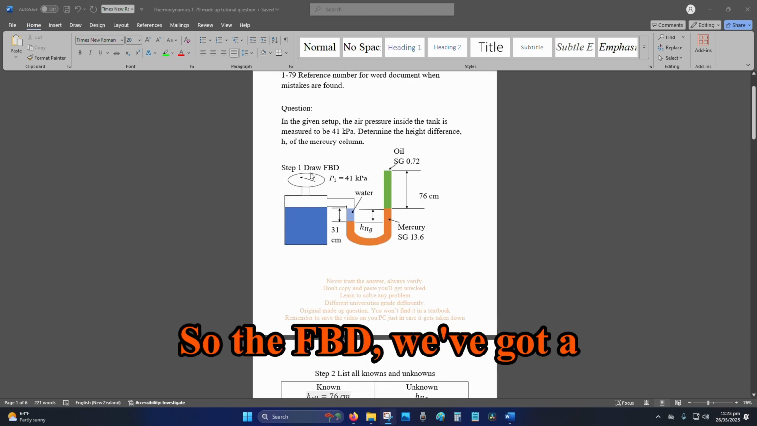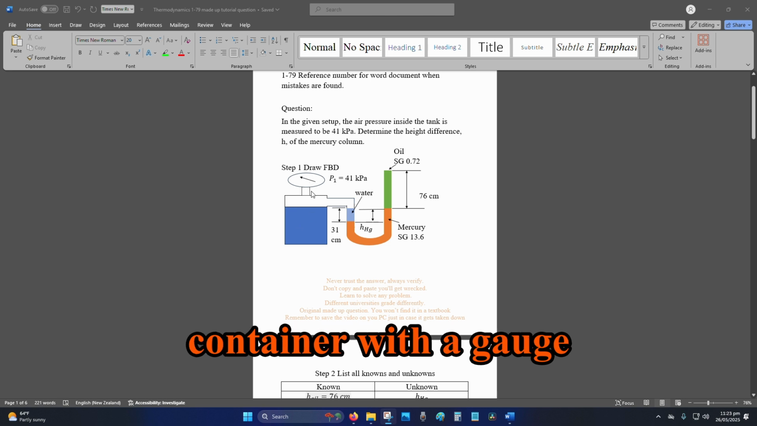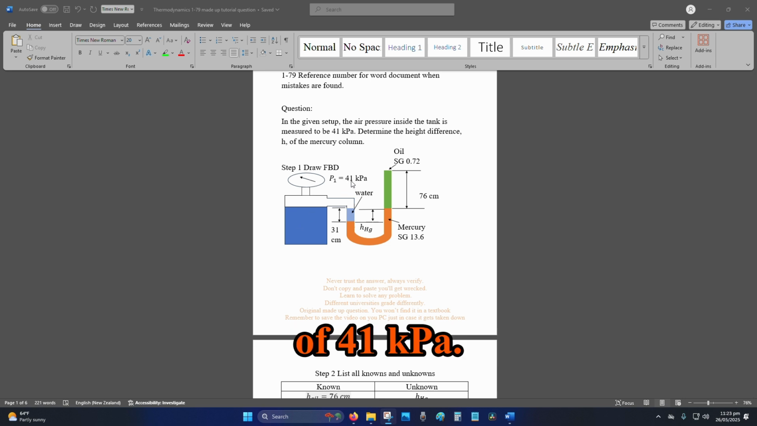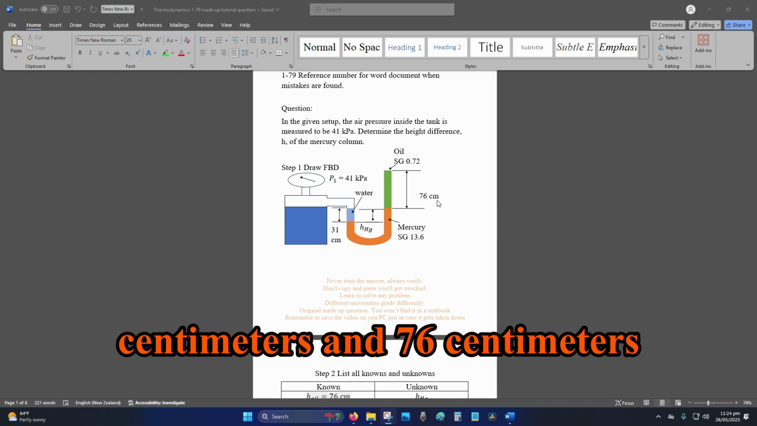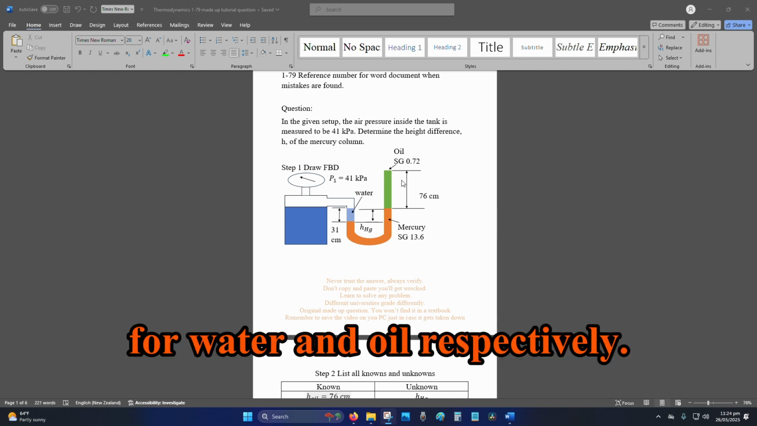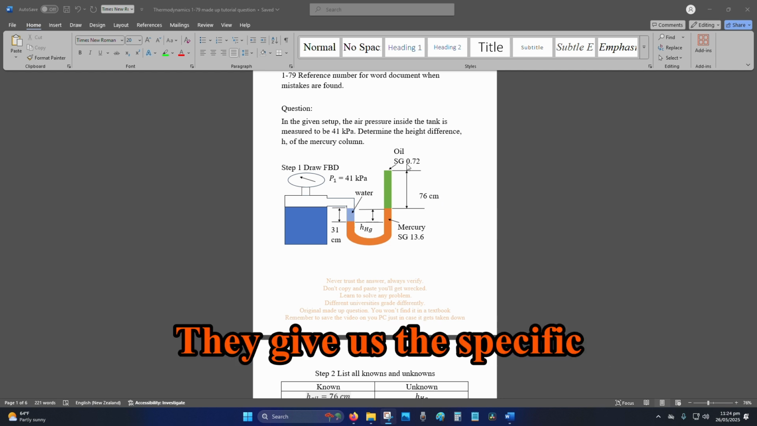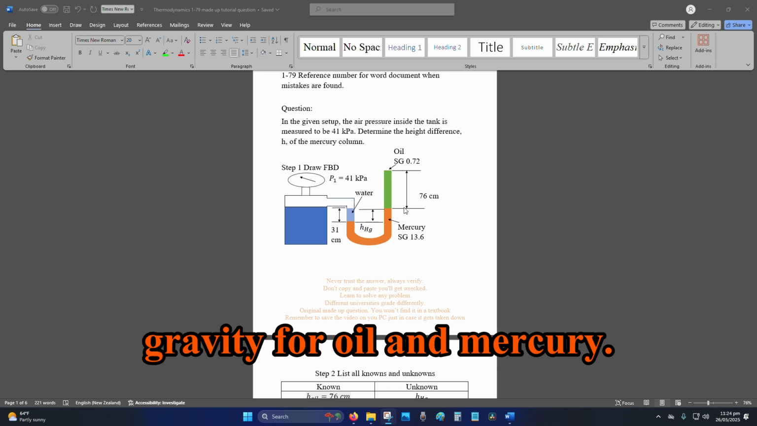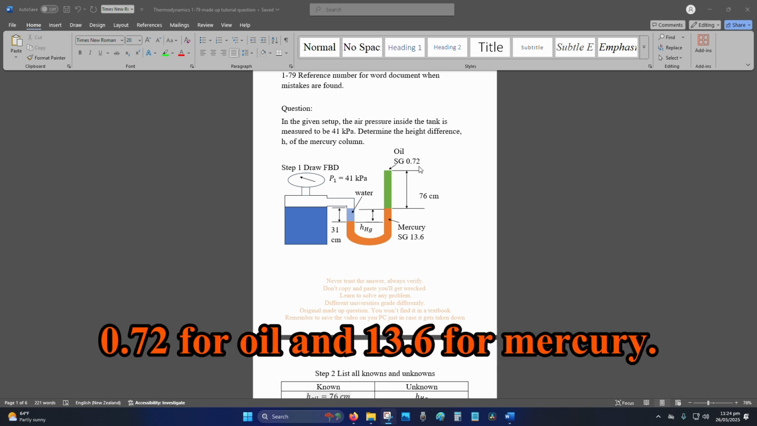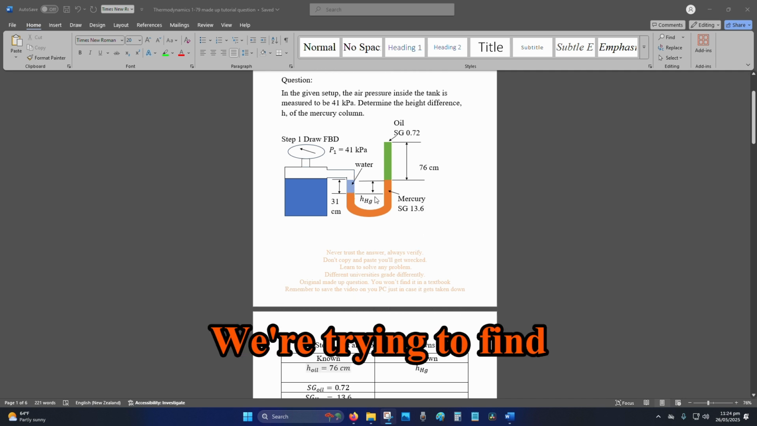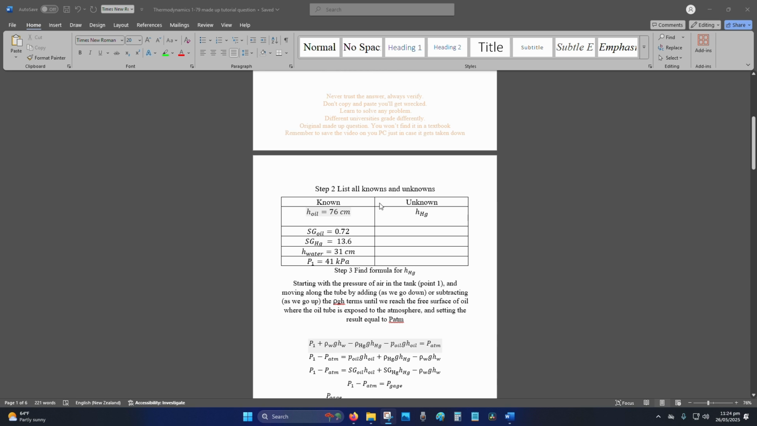So the FBD: we've got a container with a gauge of 41 kPa. They give us the dimensions, which are the same as previous, 31 centimeters and 76 centimeters for water and oil respectively. They give us the specific gravity for oil and mercury, once again, 0.72 for oil and 13.6 for mercury. We're trying to find the height of mercury.